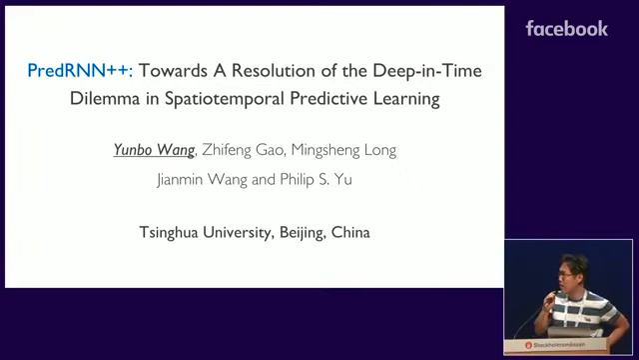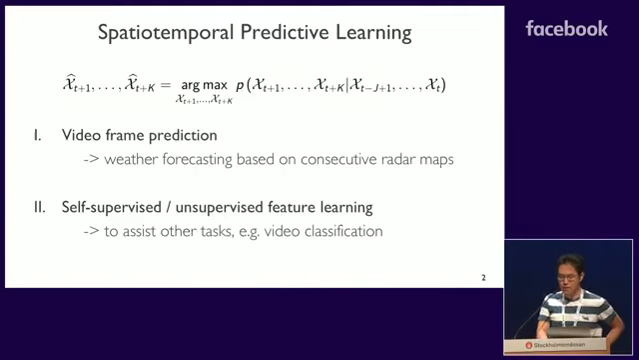Our model is called PredRNN++, which is named after our previous version published at the NIPS conference last year. And this time, we try to solve the deep-in-time dilemma in spatiotemporal predictive learning.